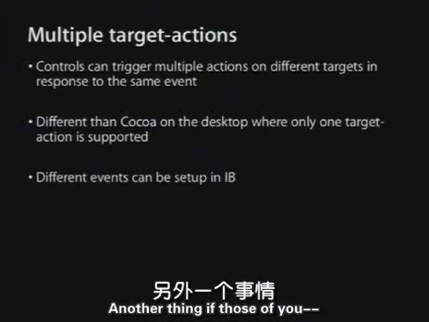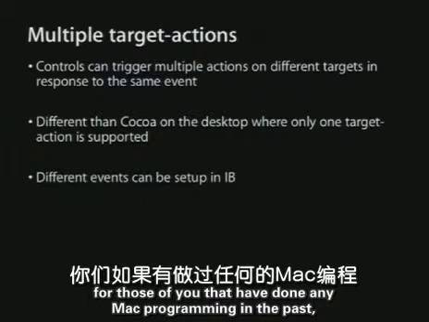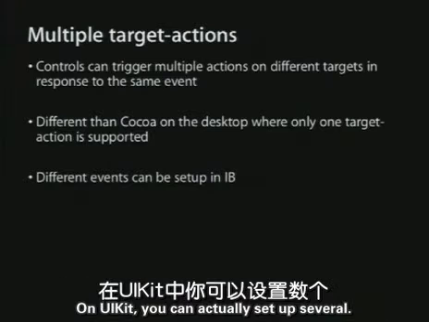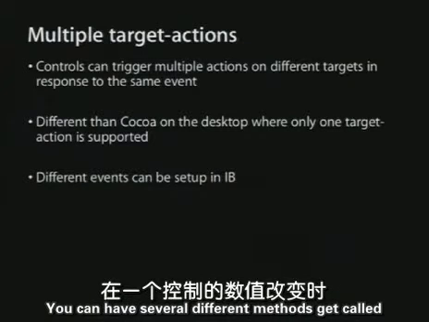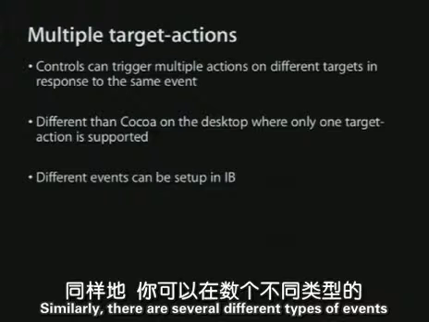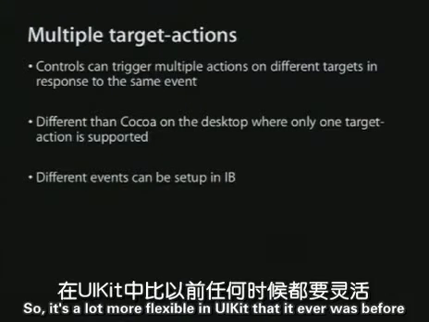Another thing, for those of you that have done any Mac programming in the past, you can only set up one target action per control. On UIKit, you can actually set up several. You can have several different methods get called when the value changes for a control. Similarly, there are several different types of events that you can have actions on. So it's a lot more flexible in UIKit than it ever was before.